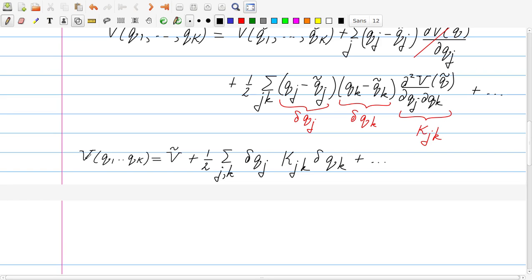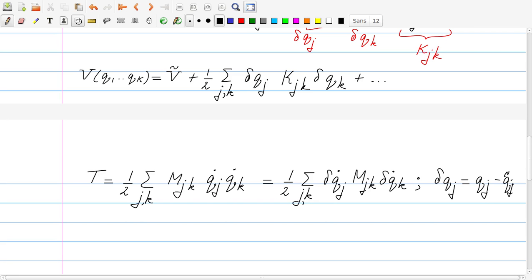We have that V for q_1 to q_K is the V at the equilibrium point plus a bilinear form in the deviations from the equilibrium point. In principle we could of course add higher order terms, but we will restrict ourselves to second order expansions in terms of the deviation from the equilibrium.